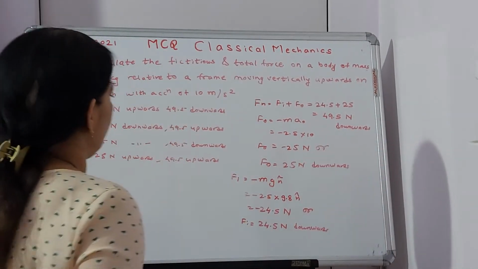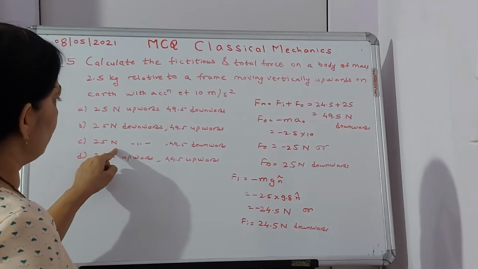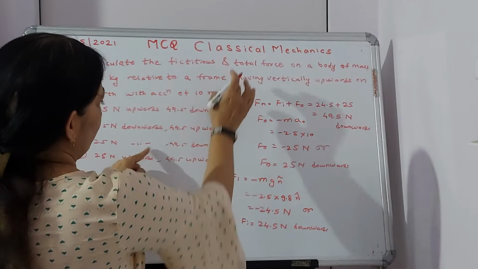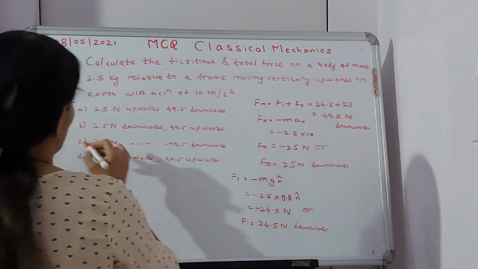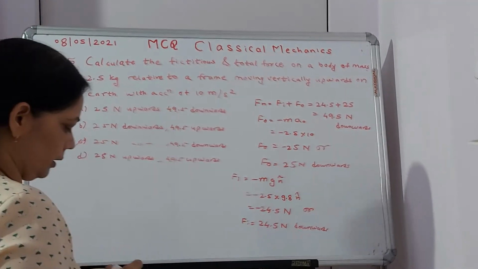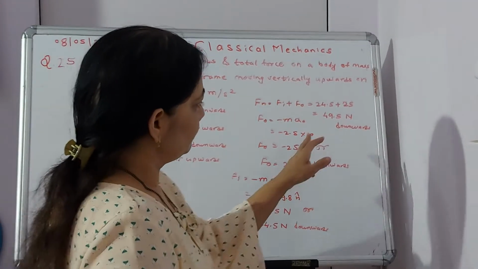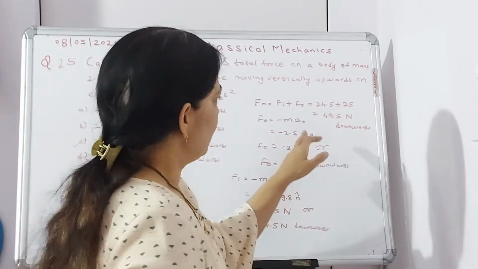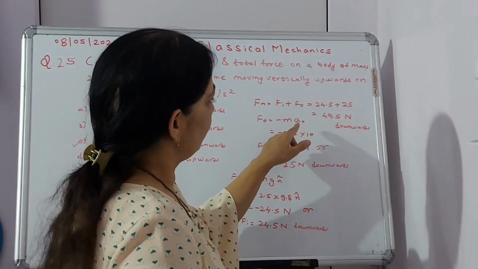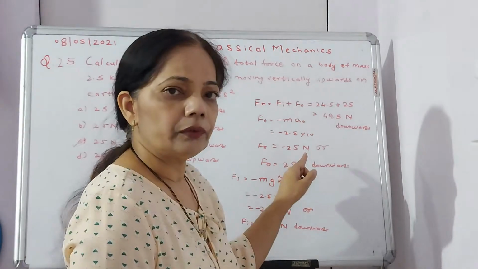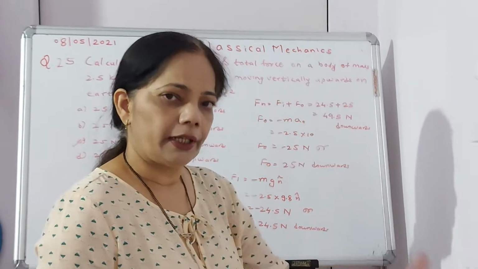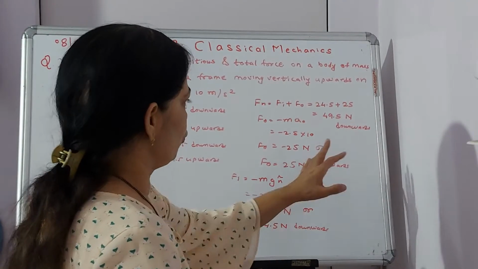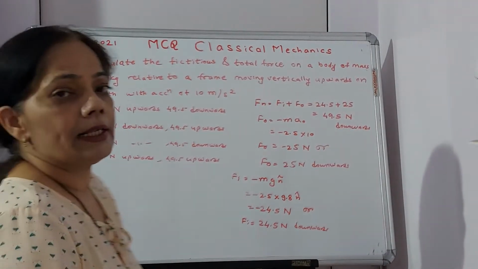This is the way we solve it. So 25 newtons downwards, that is my fictitious force, the first thing. And total force is 49.5 downwards. So option C is correct. So it is very important where it is going and what value is given. Right? So when they say negative acceleration, then we'll have to put minus A0, and then the value will be different. Those problems we will take up a little later after a few problems get solved. So this is the way you should solve it, and this is the way you get the answer over here.